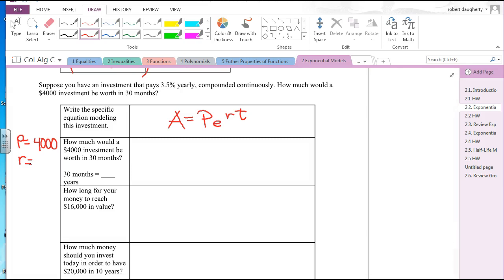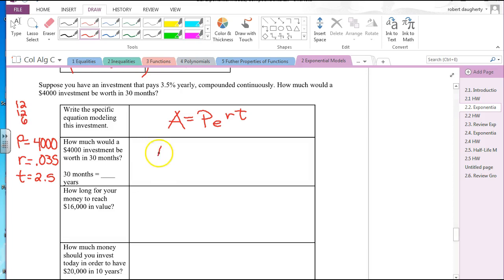R is going to be 0.035, okay? That's 3.5% converted to decimal. Time is measured in what? Years. 30 months is how many years? It's 2.5 years, because you've got 1 year plus 1 year, that's 24. That's how you get to 30. So this is 2.5 years. And that is it. So, A equals P e to the rT.